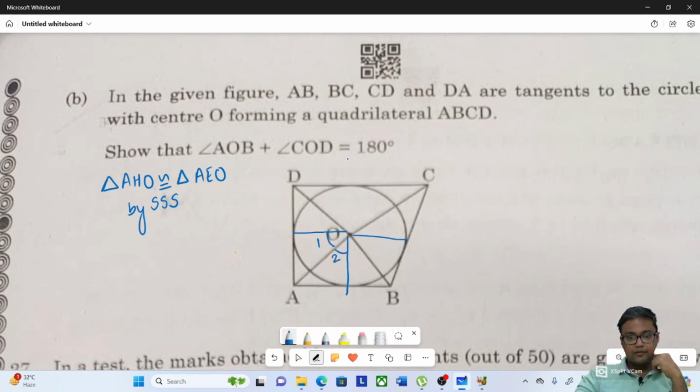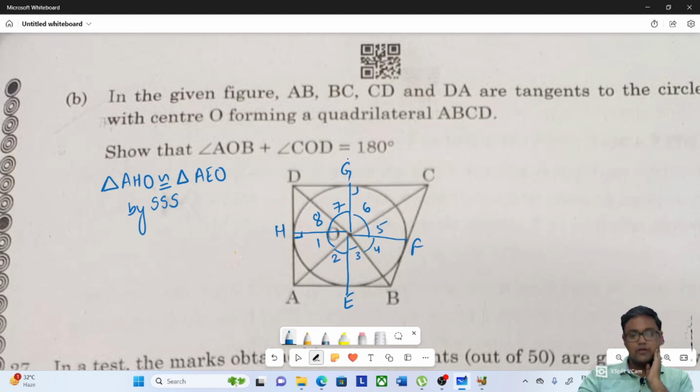Similarly, angle 3 will be equal to 4, angle 5 will be equal to 6, angle 7 will be equal to 8, right. The way you did with 1 and 2, in the same manner it will go for the remaining pairs of angles. So, this was E, F, G and H.